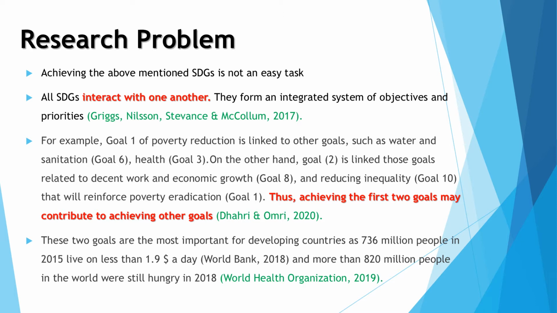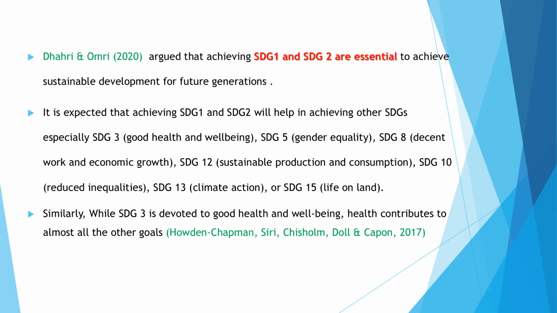These 2 goals are the most important for developing countries, as 736 million people in 2015 lived on less than $1.9 a day, and more than 820 million people in the world were still hungry in 2018. Dahri and Umari argued that achieving SDG 1 and SDG 2 is essential to achieve sustainable development for future generations. It's expected that achieving SDG 1 and SDG 2 will help in achieving other SDGs, especially SDG 3, 5, 8, 12, 10, 13, and 15 as well.